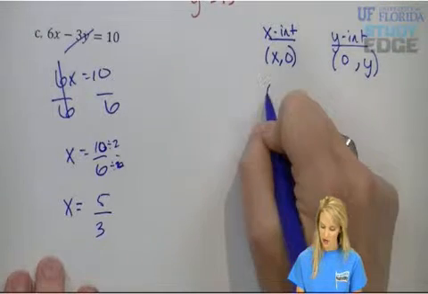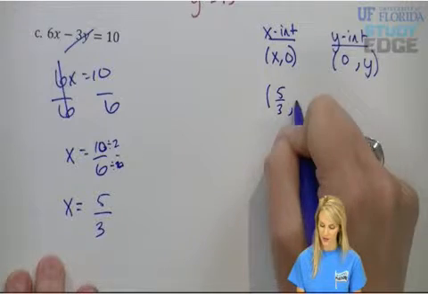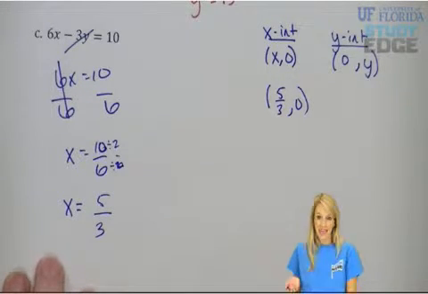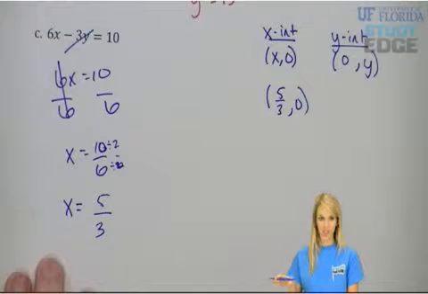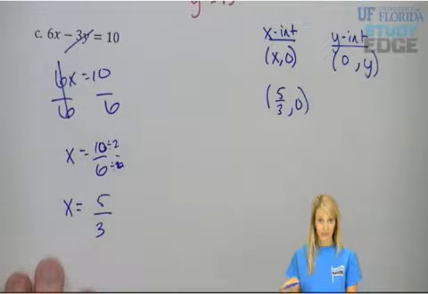Got our x-intercept. Our x-intercept is the point 5/3 comma 0. It's okay to have a fraction for your x-intercept. Absolutely fine. I know you don't like it, but it's fine.